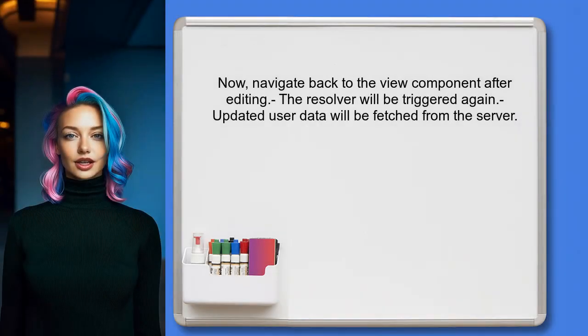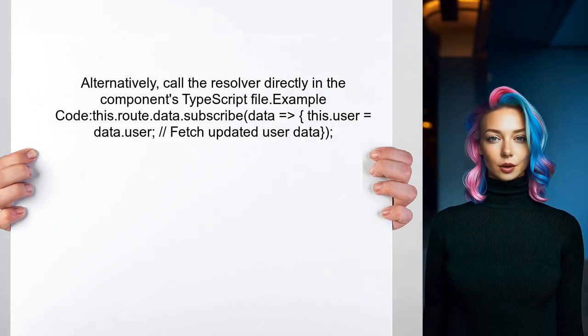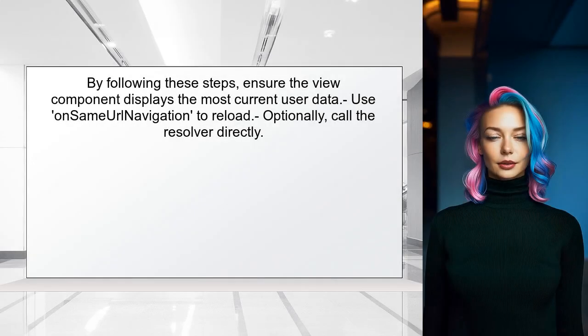After setting up the router, the user can now navigate back to the view component after editing. The resolver will be triggered again, fetching the updated user data from the server. Additionally, if the user prefers a more manual approach, they can also call the resolver directly in the component's TypeScript file when navigating back. By following these steps, the user can ensure that the view component always displays the most current user data after an edit.